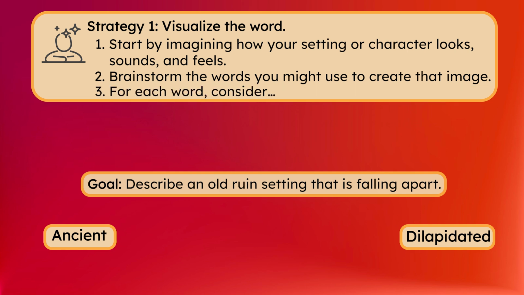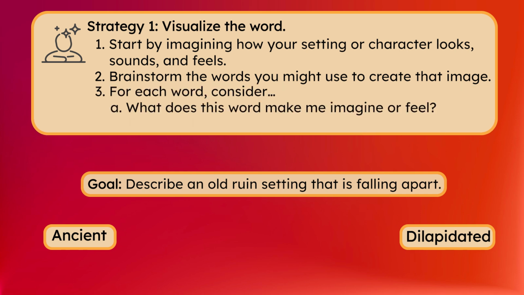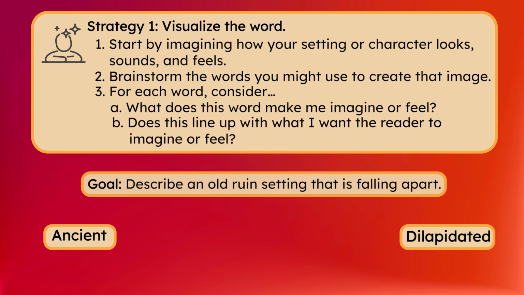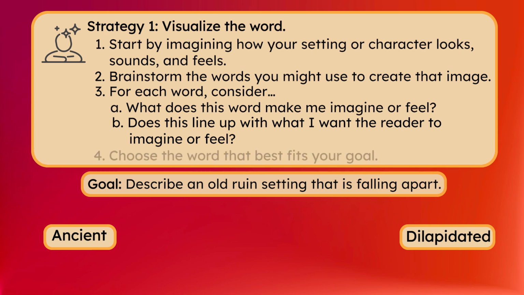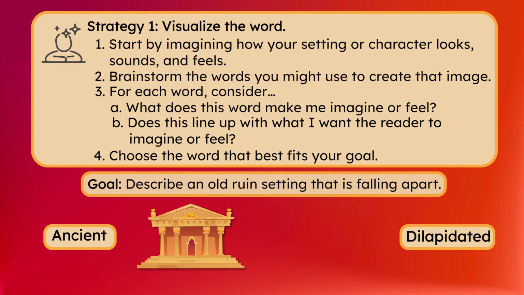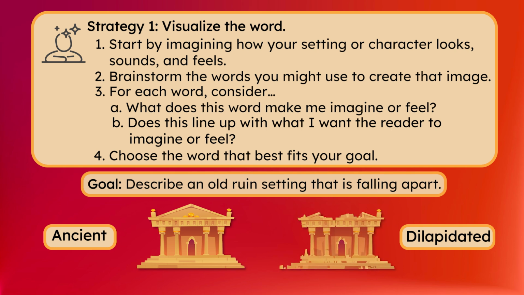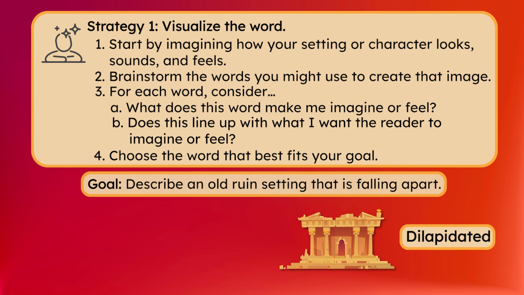But with each word, consider, what does this word make me imagine or feel? Does this line up with what I want the reader to imagine or feel? Then choose the word that best fits your goal. For me, when I imagine something being ancient, I see it as old, but not necessarily falling apart. When I visualize the word dilapidated, on the other hand, I imagine something that is both old and in bad shape. That connotation fits better with my goal, so dilapidated is the better word choice here.